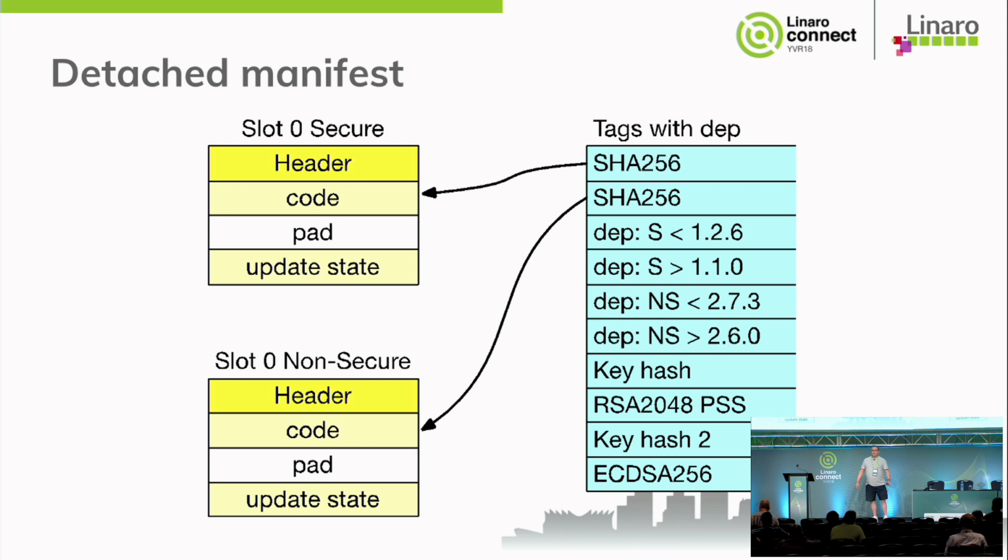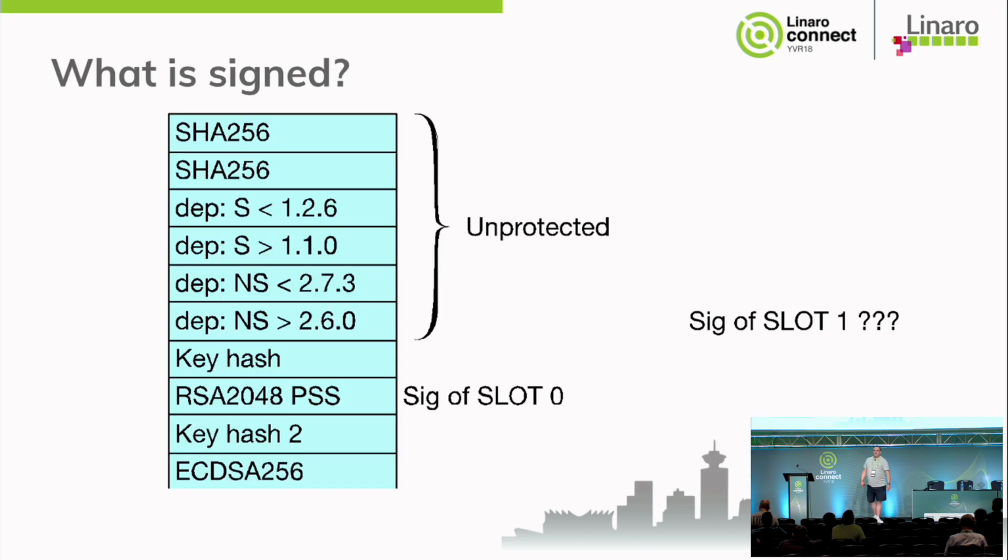Another way to do it is to detach the manifest entirely from the images. So instead of this thing being appended to each image, we have this manifest thing that sits by itself, that's got the hashes of the two of the images, all the dependencies about both of them, the signatures. Well, that's kind of the problem here, is we don't have a way to encode the signatures of more than one thing.